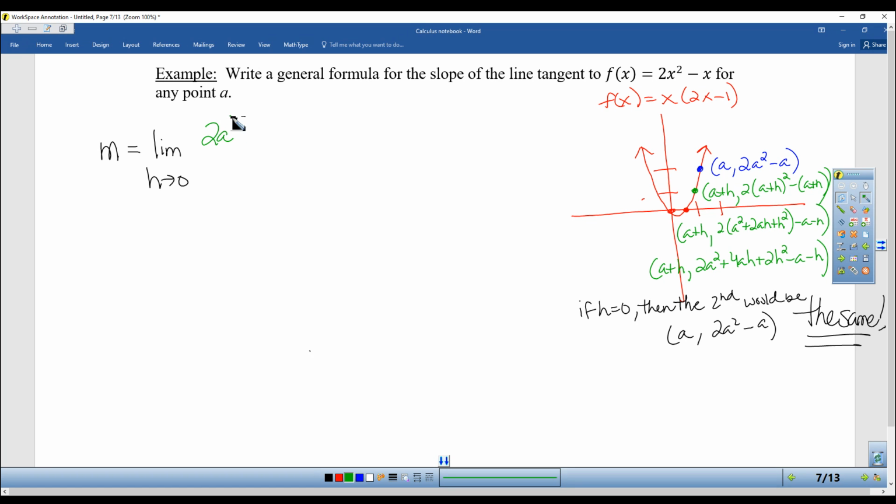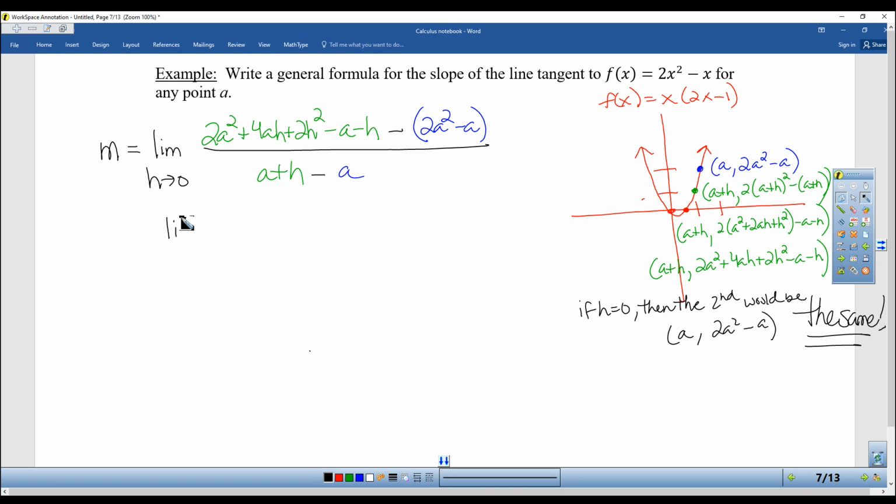So y2, I always do the longer one first, less distributing of a negative that way, minus y1, remember the parentheses, you've got to subtract the entire y1, over x2, a plus h, minus x1, which is a. Now, I know there are some smarties in this class that are always just going to write h on the bottom. You go for it. I don't mind. And the AP test doesn't mind either.